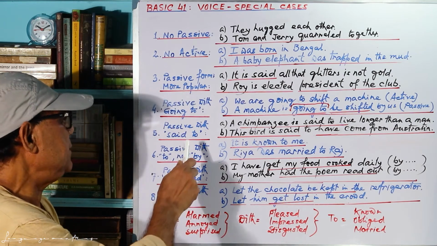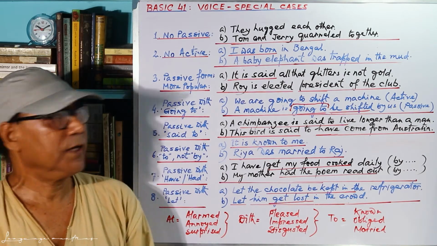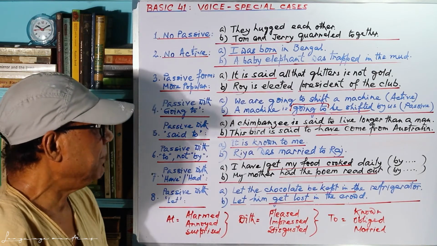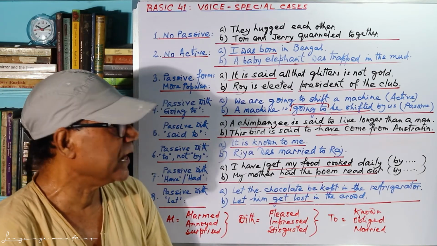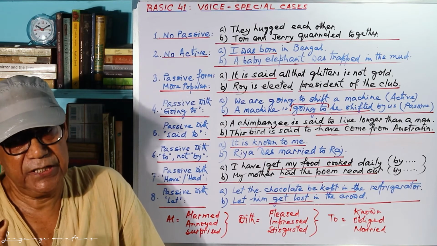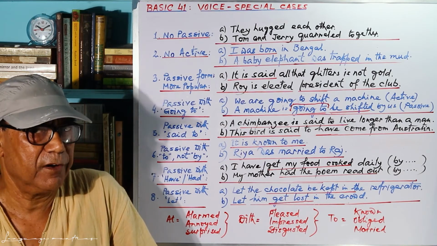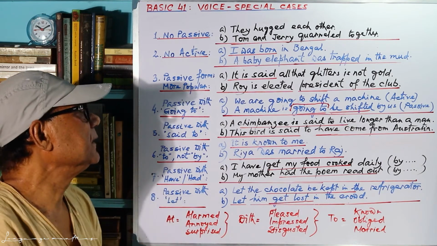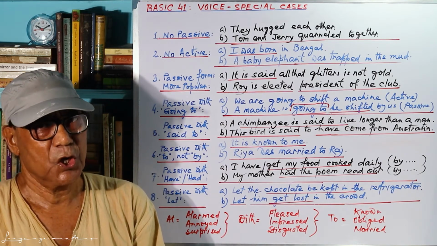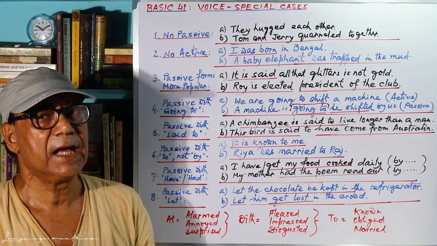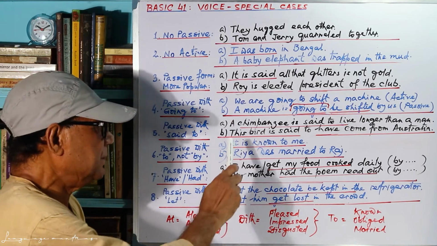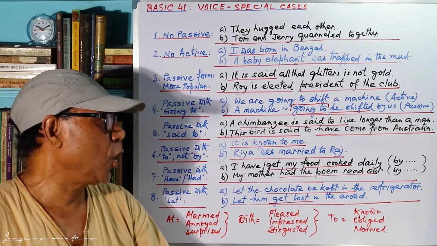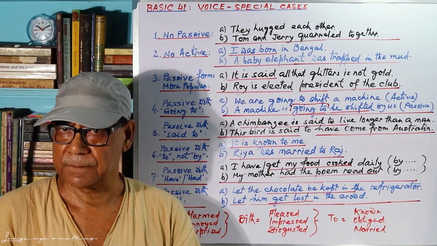Now, passive with "said to." It is something like "it is said." Almost the same here. A chimpanzee is said to live longer than a man. This is passive format. In active format, what will happen? A chimpanzee lives longer than a man is the active format. In the passive, it becomes: a chimpanzee is said to live longer than a man.